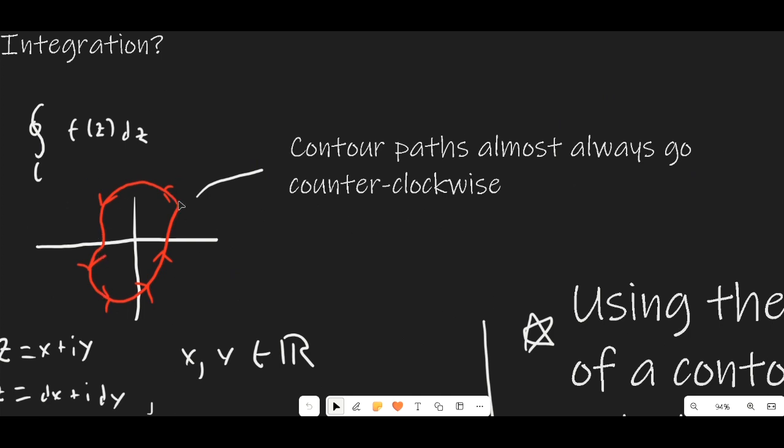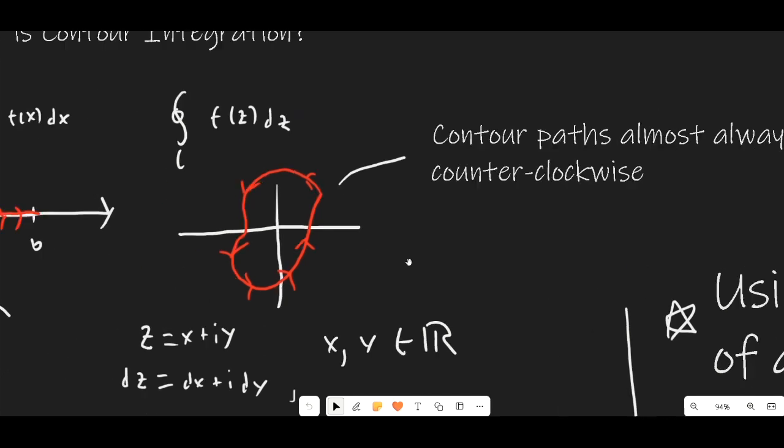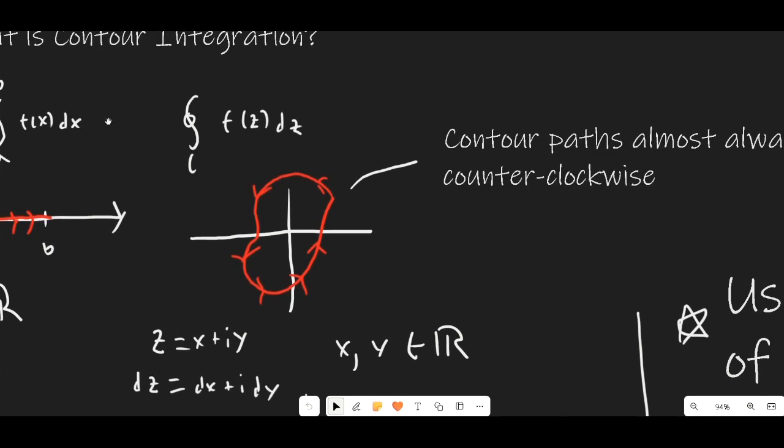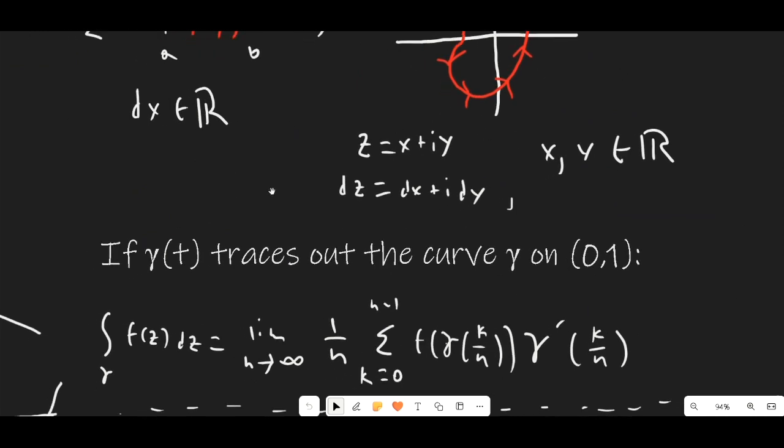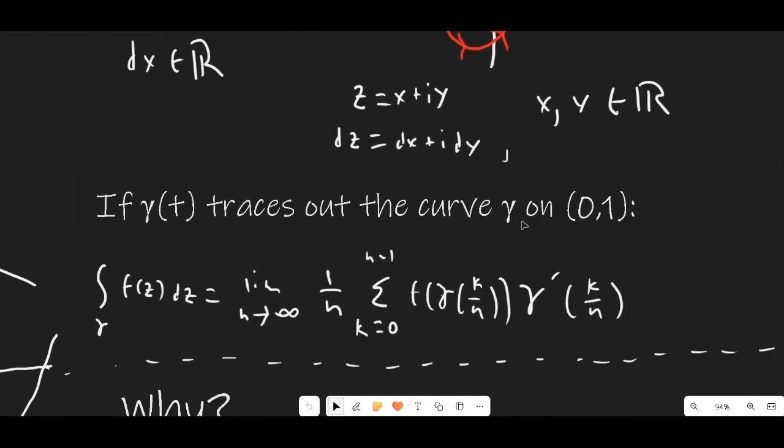Also, conventionally, contour paths are almost always going to go in a counterclockwise direction. So if the direction isn't specified on anything, you can always just assume that they're going to be oriented counterclockwise. Now we can also have non-closed contour paths, and those are not going to have this little circle here, but they'll still have an indicator of the curve that they're on.